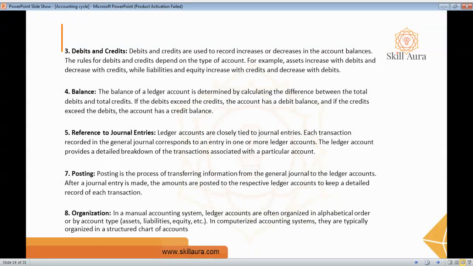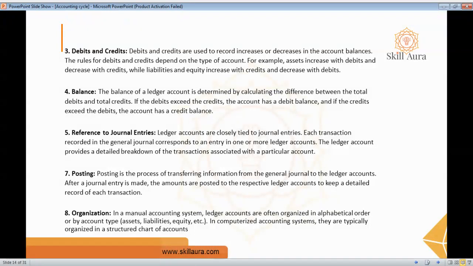The next one is balance. The balance of a ledger account is determined by calculating the difference between the total debit and credit. To follow this, we have to follow the accounting equation, that is asset is equal to liability plus equity. If the debit exceeds the credit, the account has a debit balance, and if the credit exceeds the debit, the account has a credit balance. This is how it works.